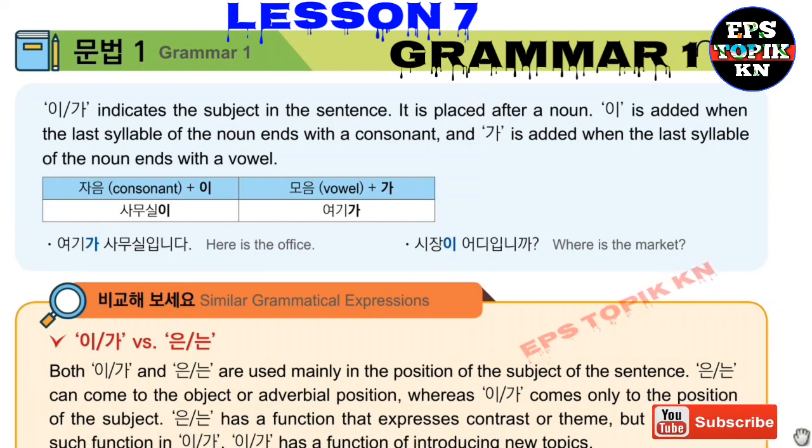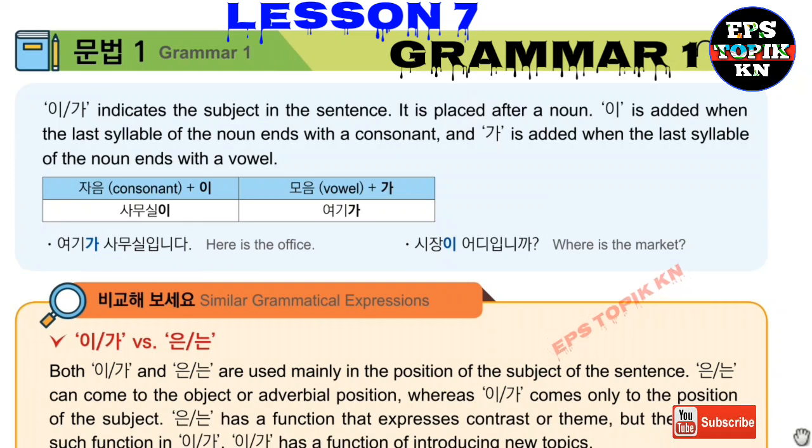When to use 이, when to use 가, you'll have to practice this at first. But once you try, you'll get used to it and it will become very clear. In other words, 이/가 is the subject particle that indicates the subject in the sentence. It is placed after the noun. 이 is added when the last syllable of a noun ends with a consonant. 가 is added when the last syllable of a noun ends with a vowel.